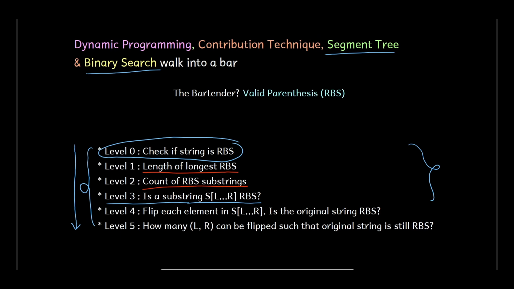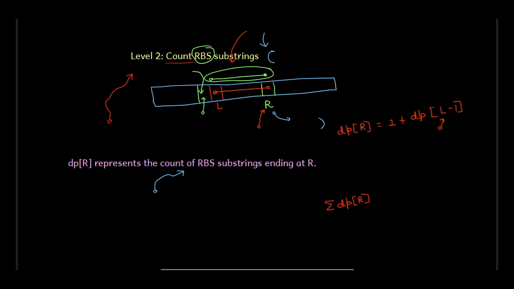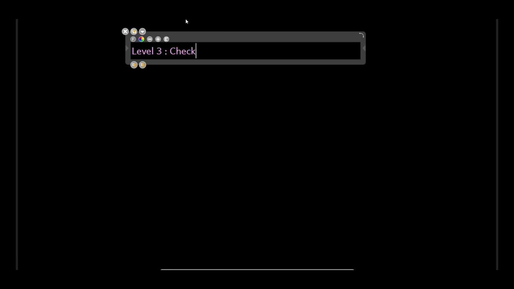Now let's move on to level 3. So level 3 says check if a substring is a valid parenthesis or not. So this is level 3. Check if substring S from L to R is RBS. How do you do this?